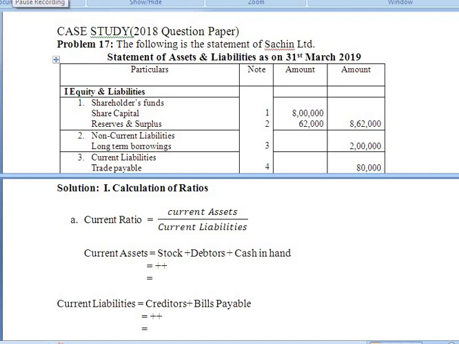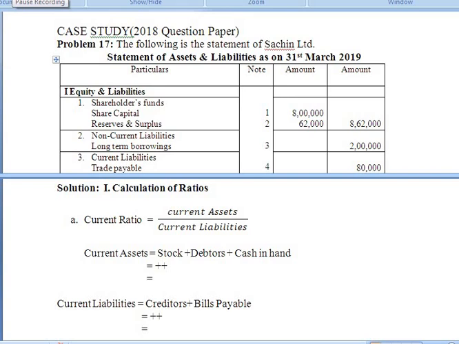In today's class, we are going to solve a case study on financial ratio analysis. This case study appeared in the 2018 RCV examination. First, I will read the problem. The following is the statement of Sachin Limited for the year 31st March 2019.